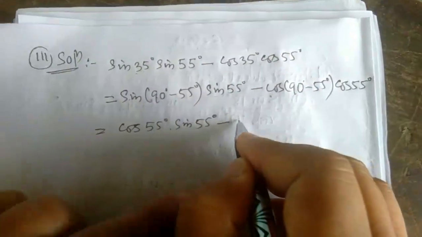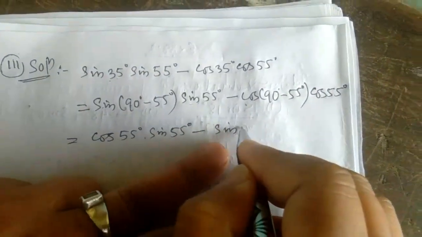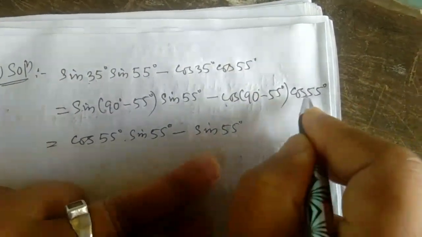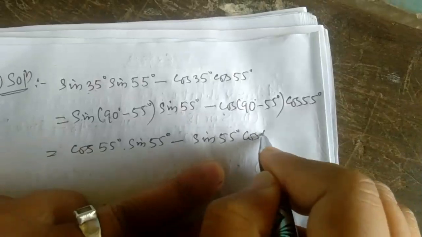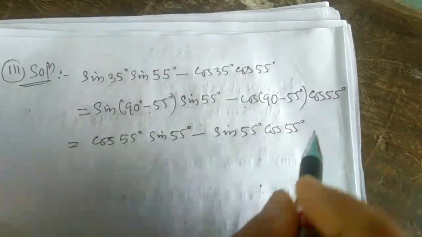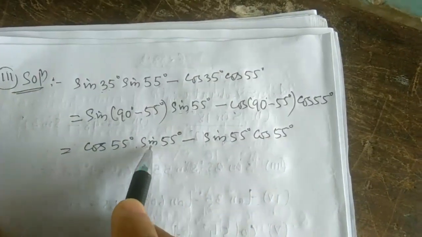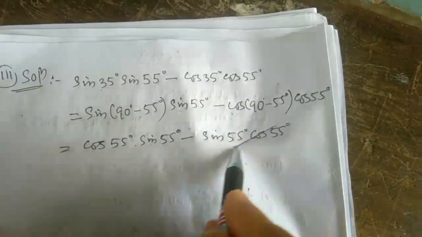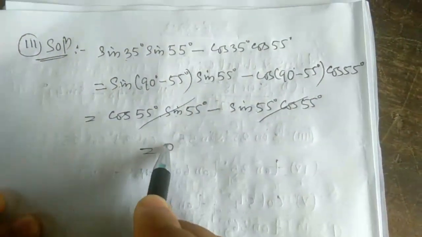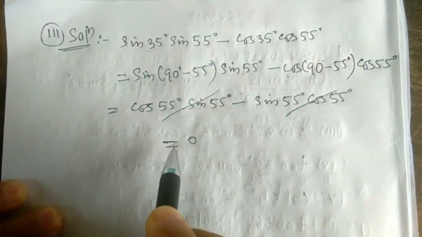Cos 90 minus theta will be sin theta. Theta means 55. Then this cos 55 will remain as it is. Look, sin 55 degree, cos 55 degree, sin 55 degree, cos 55, same, cancel it, 0. This is the answer to number 3.